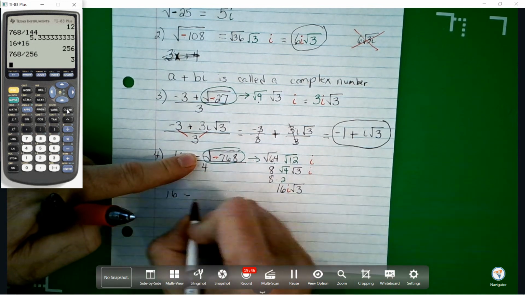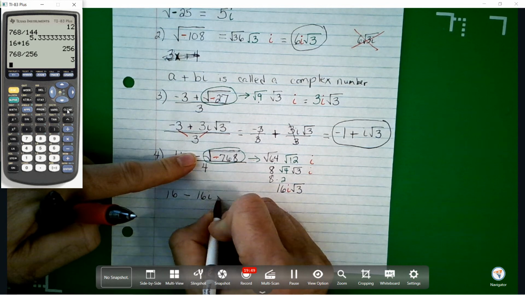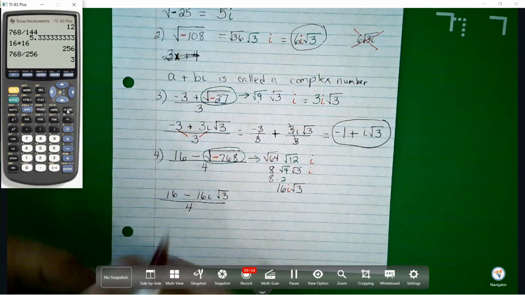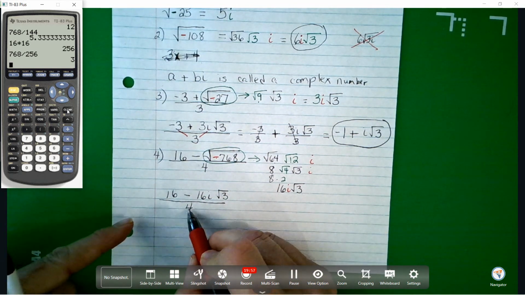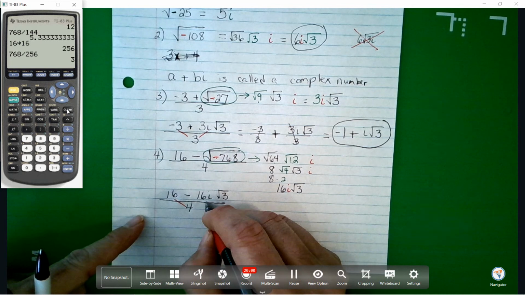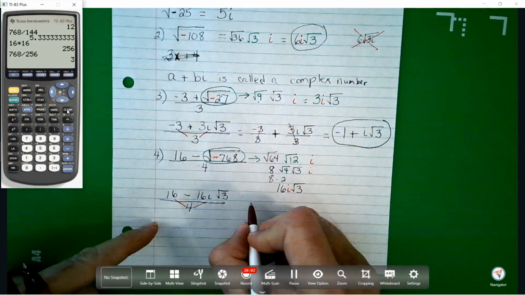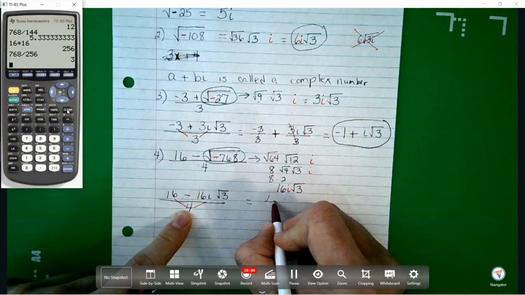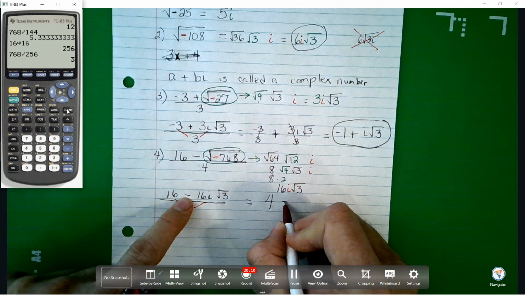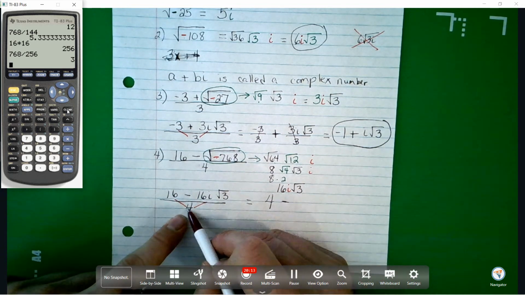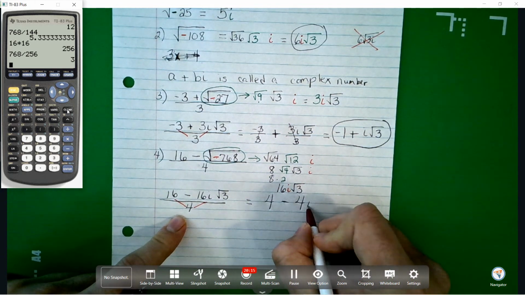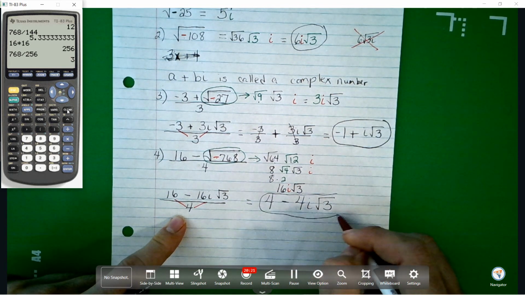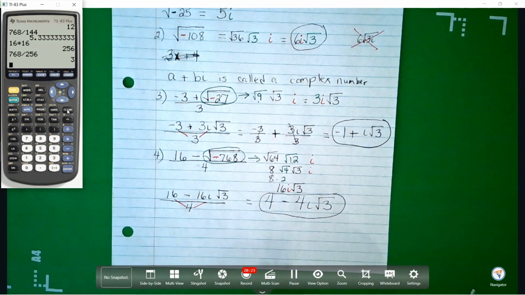So we now have, I'm rewriting the problem, 16 minus 16i square root of 3, all over 4. Now don't just cancel this 4 with one of these 16s. Cancel it with both. And let's see what we have. 16 over 4 would just be a 4. This minus is that minus. Another 16 over 4 is just 4i square root of 3. So 4 minus 4i square root of 3.